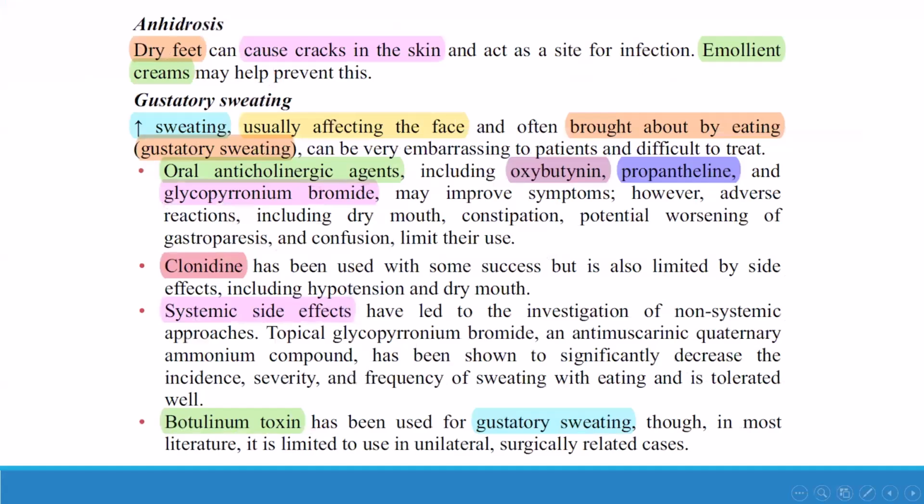Anhidrosis, which presents with dry feet, can cause cracks in the skin, and in this situation, emollient cream may help prevent this.